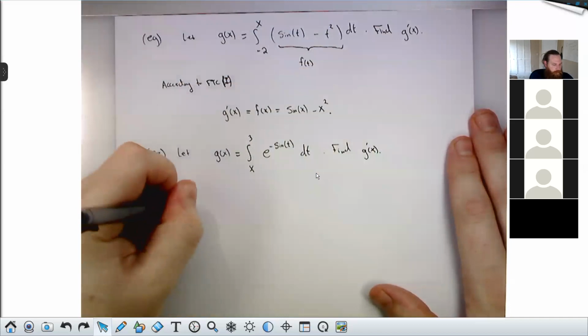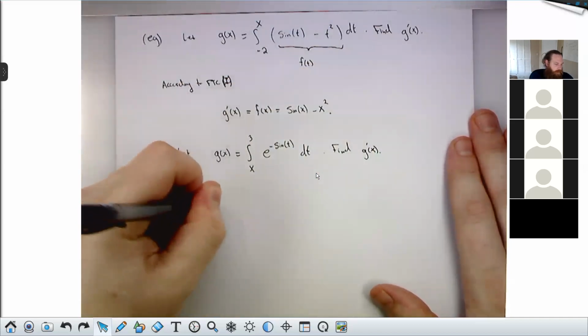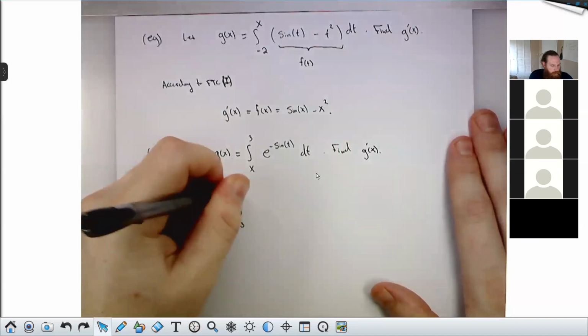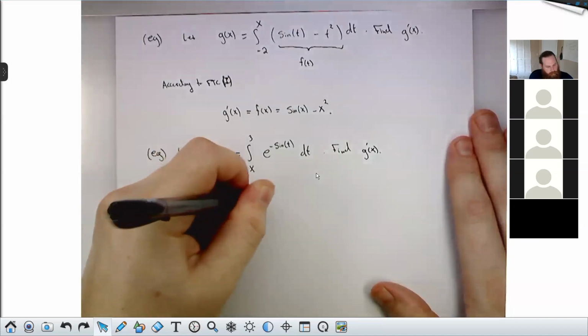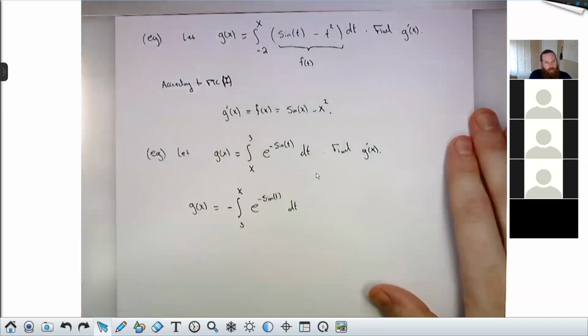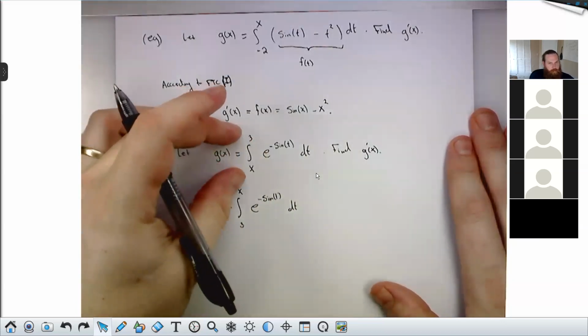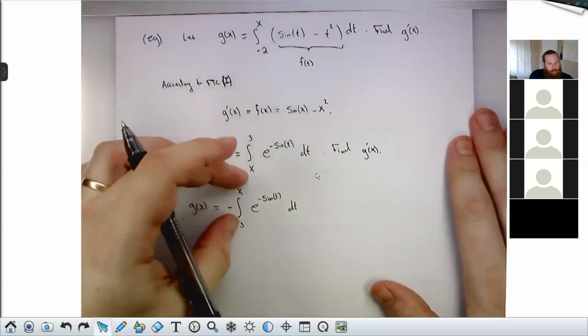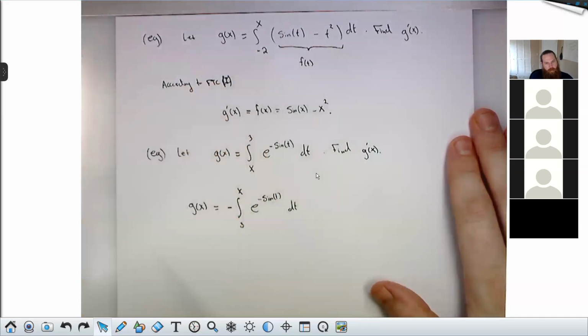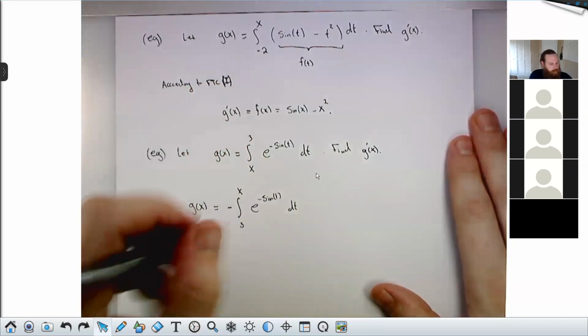So again, we want to find g primed. And here I would start by saying g of x is equal to negative integral 3 to x e to the negative sine t dt. So I can flip these bounds over from x to 3, becoming from 3 to x, as long as I pop out this negative. That was one of our properties of the definite integral from last time. And now this is something that I can apply FTC1 to.